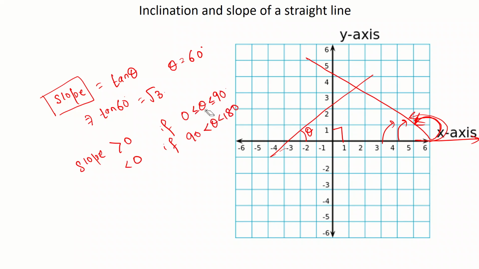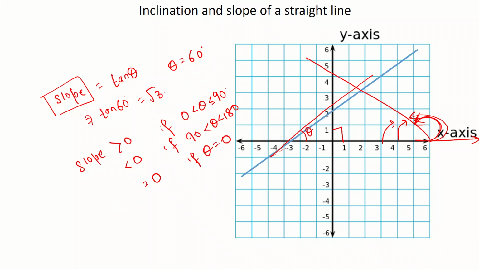Alright, so let's ignore this part. So if theta is equal to 0, then slope is also equal to 0 because tan 0 is 0. So slope is equal to 0 if theta is equal to 0. Okay. Alright, so let's move ahead.